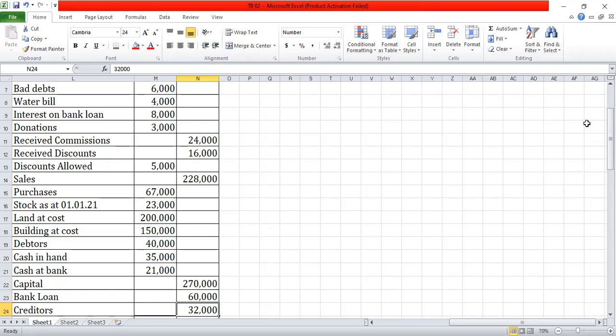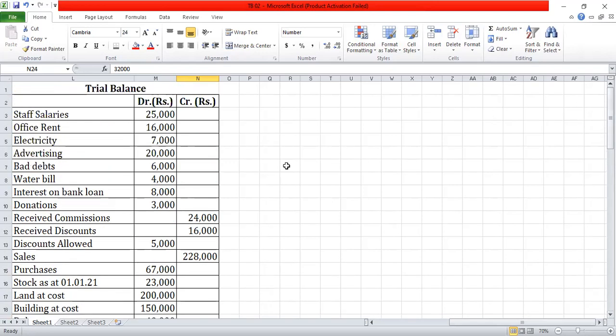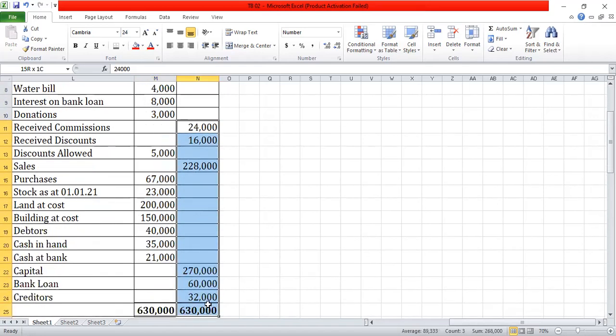See, in the debit column, do you see I have recorded only the expenses and assets, and the balances of income, liability and equity are recorded in the credit column. And check and see, the trial balance is agreed at 630,000 rupees.